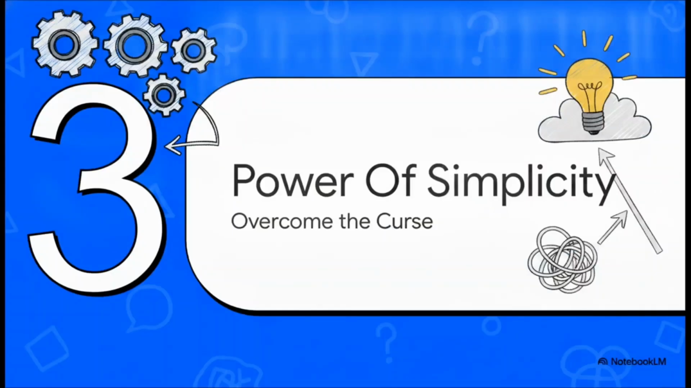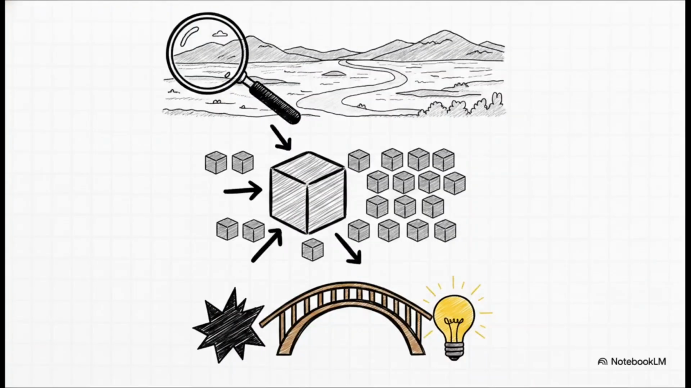Which brings us to Section 3, The Power of Simplicity. Overcome the curse. So that 4th step of the technique, the simplification part, is honestly often the biggest hurdle. It demands immense clarity.